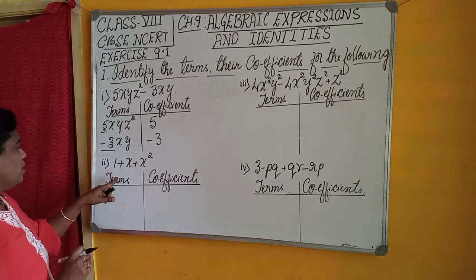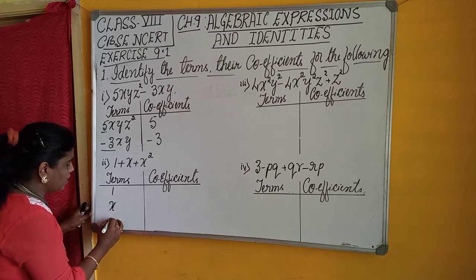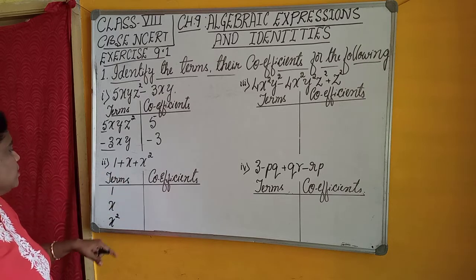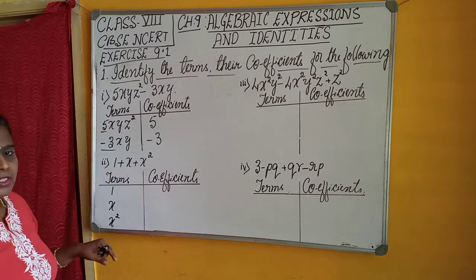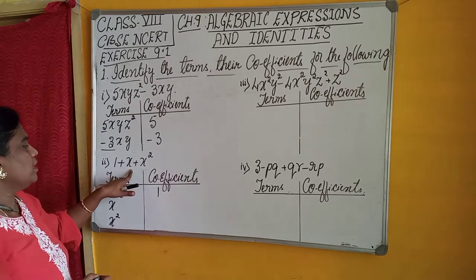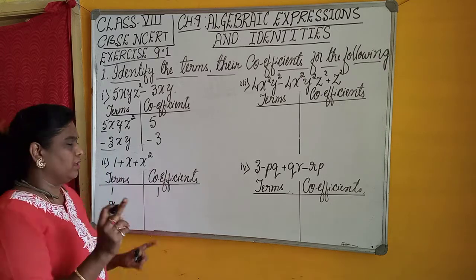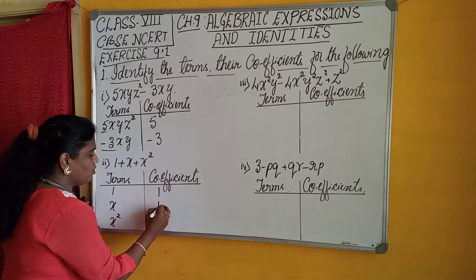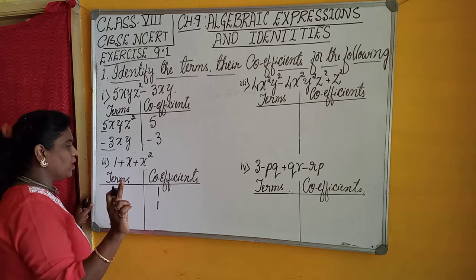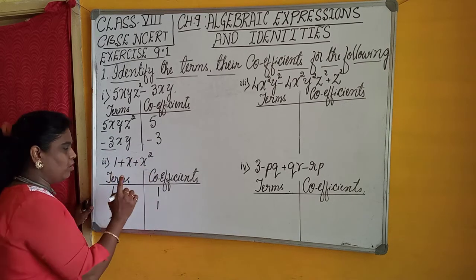Understood? Here, first write what the terms are: x and x square. We have to write the numerical coefficients of these. For this term, 1 is there. The numerical coefficient which is present is 1 only. Here x is there; there is no coefficient behind it. That means 1 is there behind it. If there is no coefficient behind any variable, you should understand that there is 1. Here also, for x squared, 1 is the numerical coefficient.